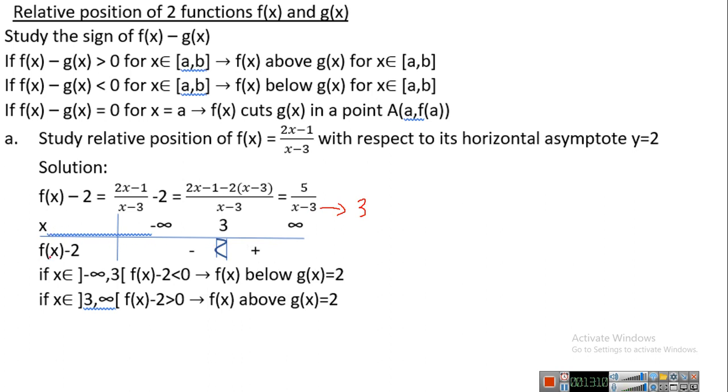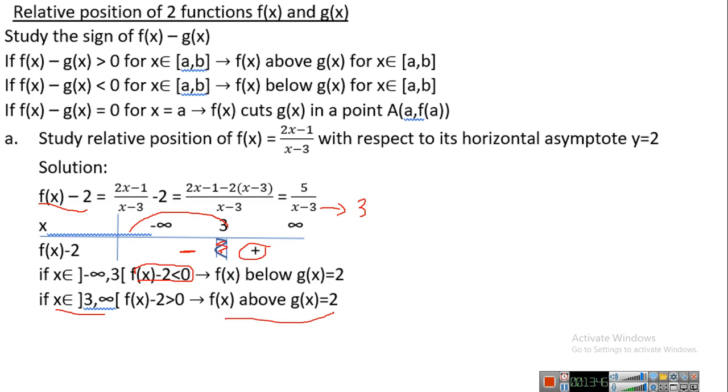I do x, table of sign, f(x) minus 2, from minus infinity till infinity. I put the 3, and the 3 is impossible. Now I take a value before 3. Let us take 2, so negative. Bigger than 3, for example 4, positive. So if x is from minus infinity till 3, f(x) minus 2 is less than 0, it means f(x) is below g(x). If x belongs from 3 till infinity, f(x) minus 2 is positive, it means f(x) is above g(x).